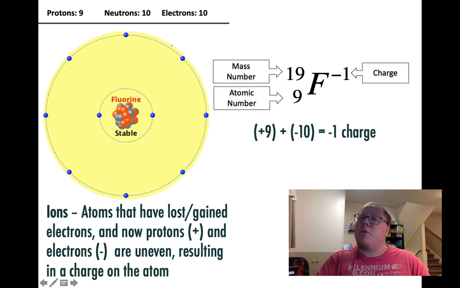Now, when we write the symbol, you may have noticed that it still has a 19 and a 9. Again, that's the mass number and the atomic number. So we have 3 pieces of information in this symbol: the atomic number, which is the number of protons, the mass number, which is protons and neutrons, and then we also have the charge, which tells you if you have a different number of electrons than protons. So if there is a charge there, the electrons do not equal the protons. If there's nothing there, then they do.